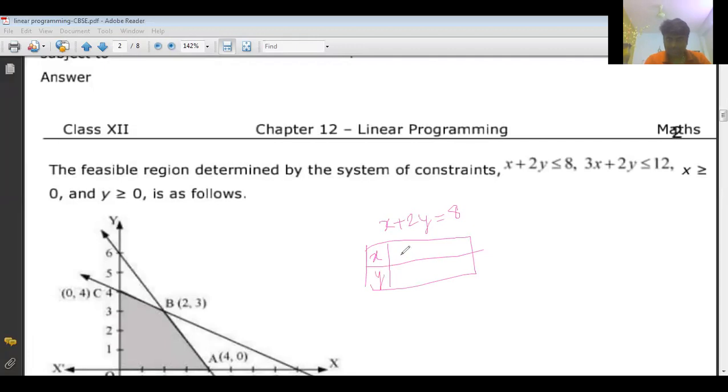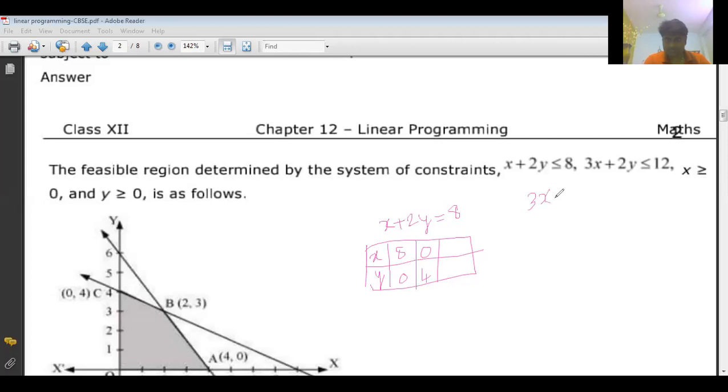Here, on the x-axis means y coordinate 0, then the x coordinate will be 8. So 8 comma 0 will be satisfied. And if you take x coordinate equal to 0, the point on the y-axis, this will be 4. 2 fours are 8, correct or not? Now let us take the second inequality also.